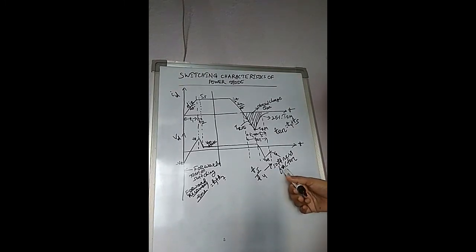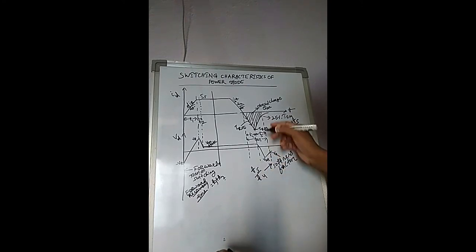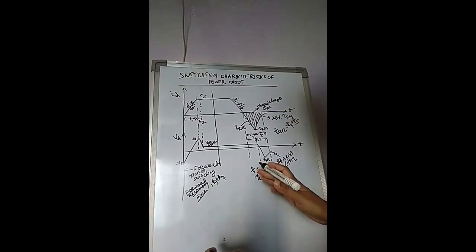What does softness factor mean? The softness factor is the measure of the voltage transient that occurs while the diode recovers. Diode recovery means that when we turn off the diode, we apply a reverse voltage to it.